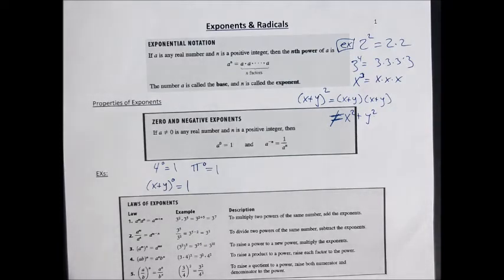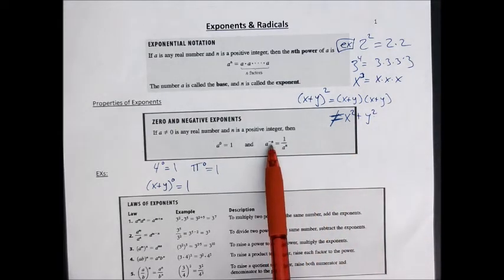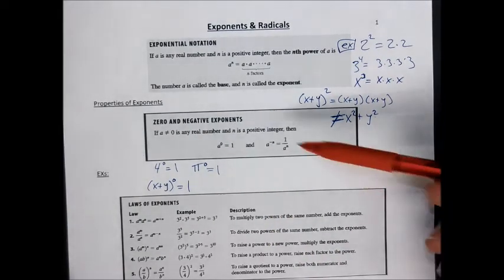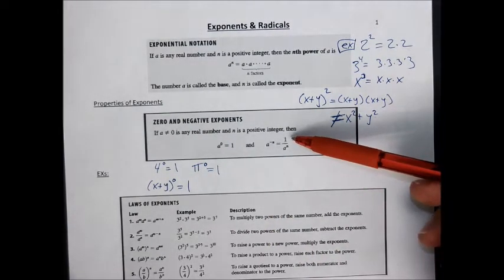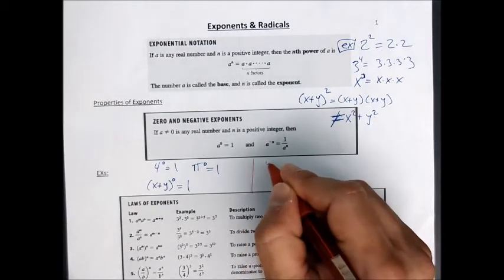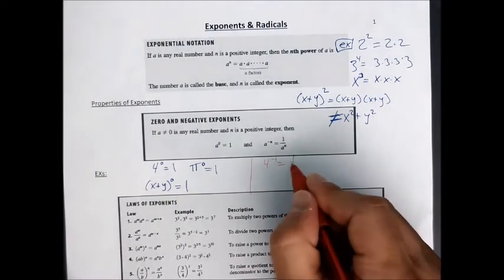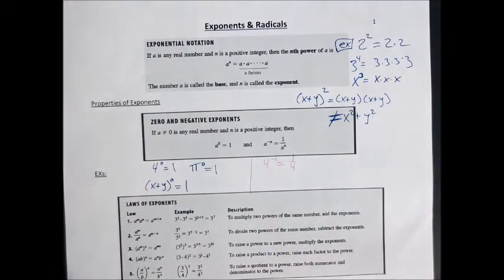The other property that we're looking at here is what happens when we have a negative exponent. This is showing us that if we have something raised to the negative n, where n is a positive number, then that's the same thing as changing this relationship into a fraction, 1 over a to the n. So if we have something like 4 to the minus 1, that's the same thing as 1 over 4 to the 1, or 1/4.